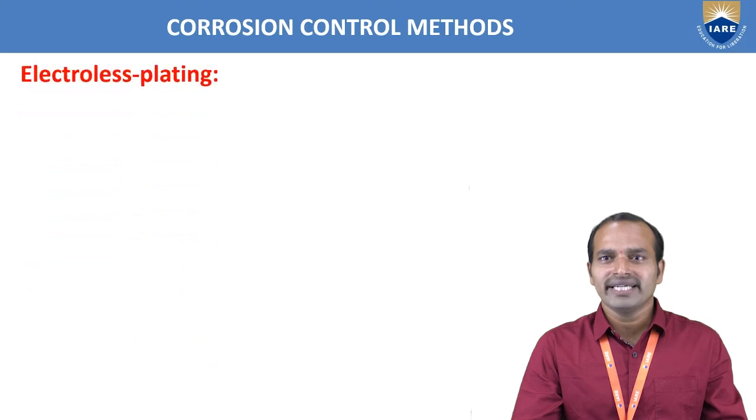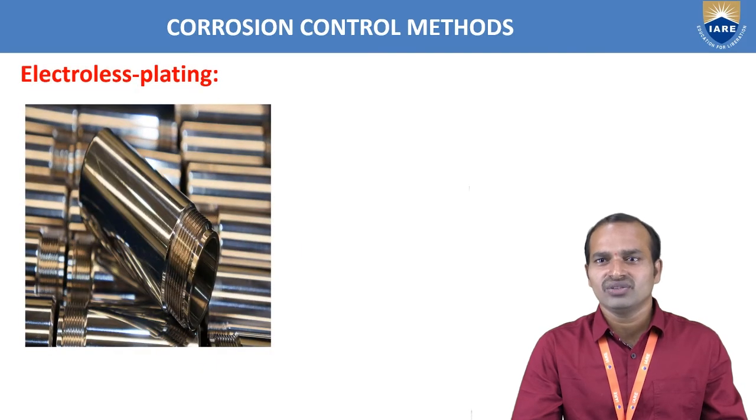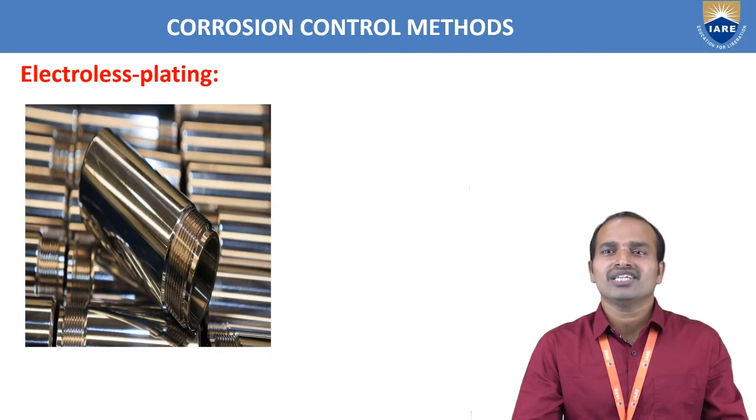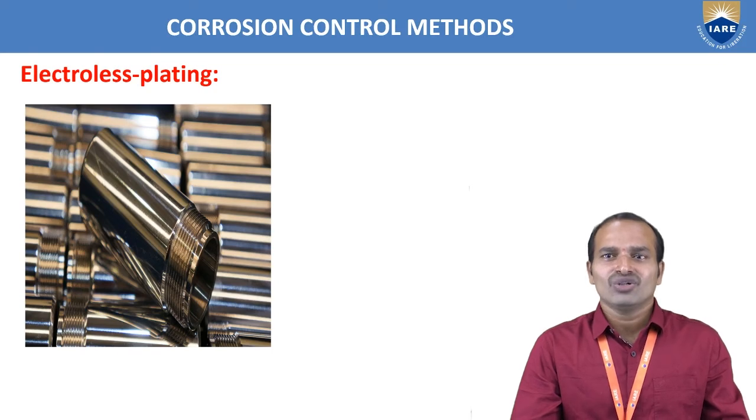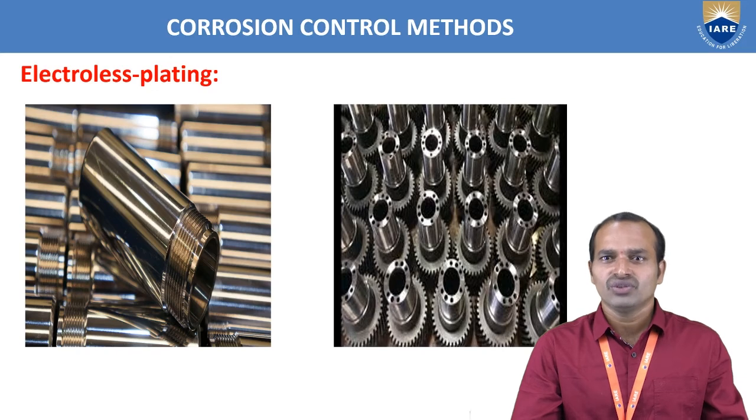In electroless plating, you see the articles in this image. This shows how electroless plating of nickel takes place. That is the ball, the article to be plated with the nickel coating. So these are all about the electroless plating process.